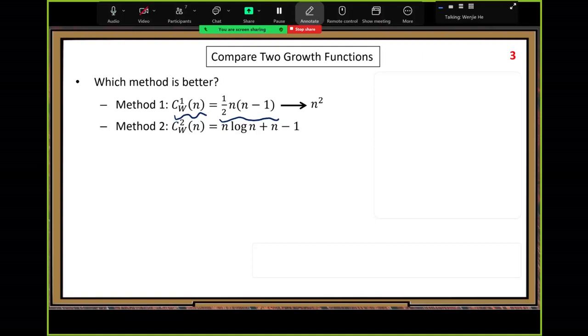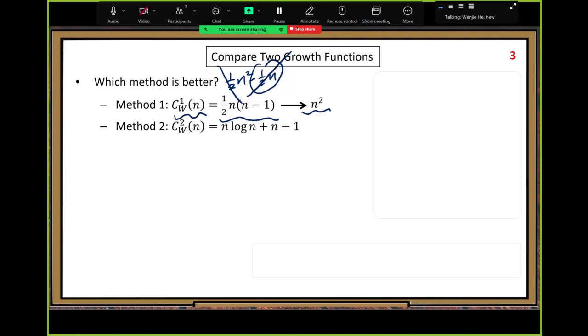Two rounds of simplification. So here, we write 1/2 n squared minus 1/2 n. First round, we cross out the minor term. We only keep the dominant term. What's the dominant term? 1/2 n squared. Second round, we replace the coefficient 1/2 by 1. So we get the simplified version, that's our growth function, the growth function of method 1.